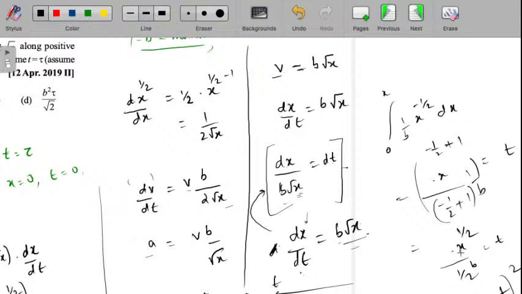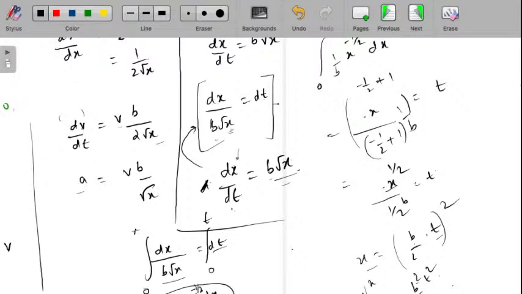So now when I want to find x, the b when it goes here, it goes to the numerator. So my x is supposed to be b by 2 t whole square. That would give me b square by 4 t square. That should be my x. After using the limits, the final answer should be x equals b square t square by 4.